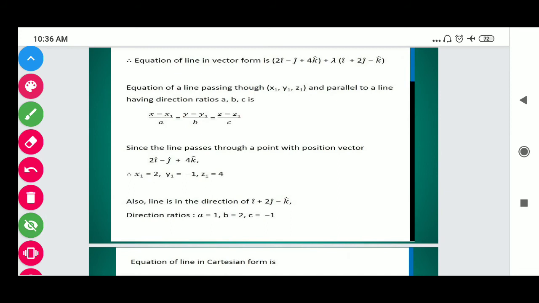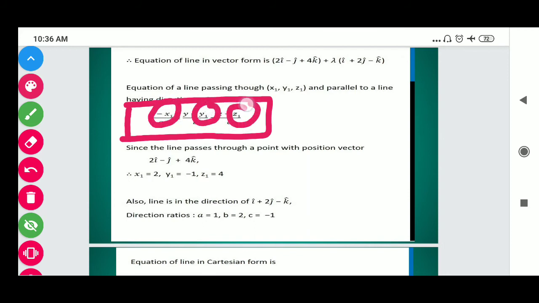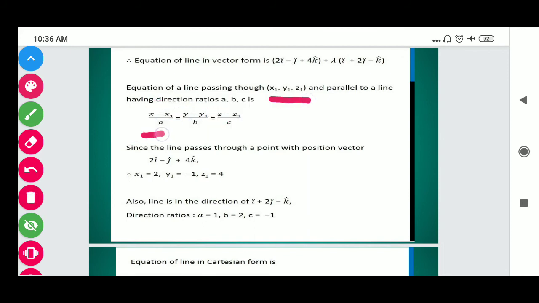Next, we have to calculate the same in Cartesian form. The Cartesian method is (x minus x1) over a, (y minus y1) over b, (z minus z1) over c, where x1, y1, z1 are the points that lie on the line and a, b, c show the direction ratios. Students, if direction ratios are given, then we put the direction ratios a, b, c. If direction cosines are given, then we can also put direction cosines, because direction ratios and direction cosines are proportional to each other.